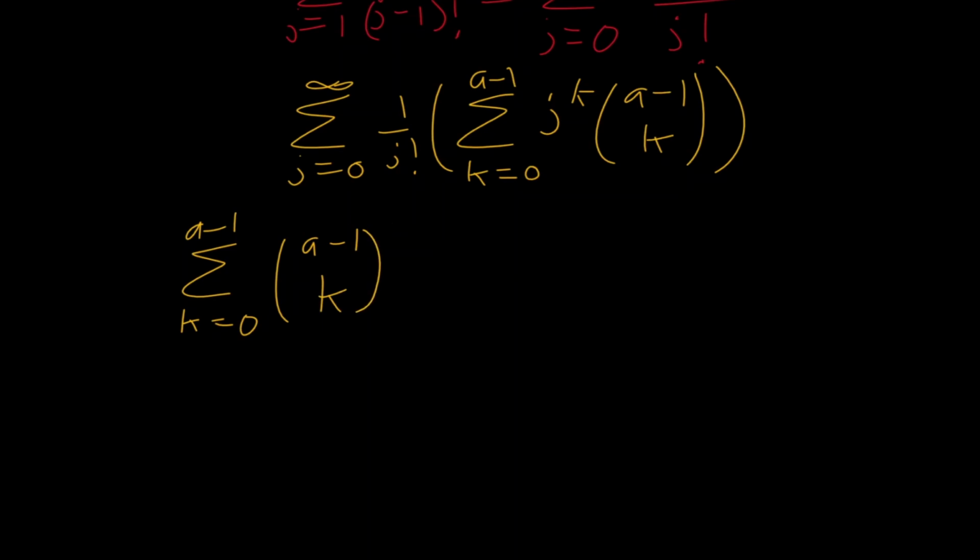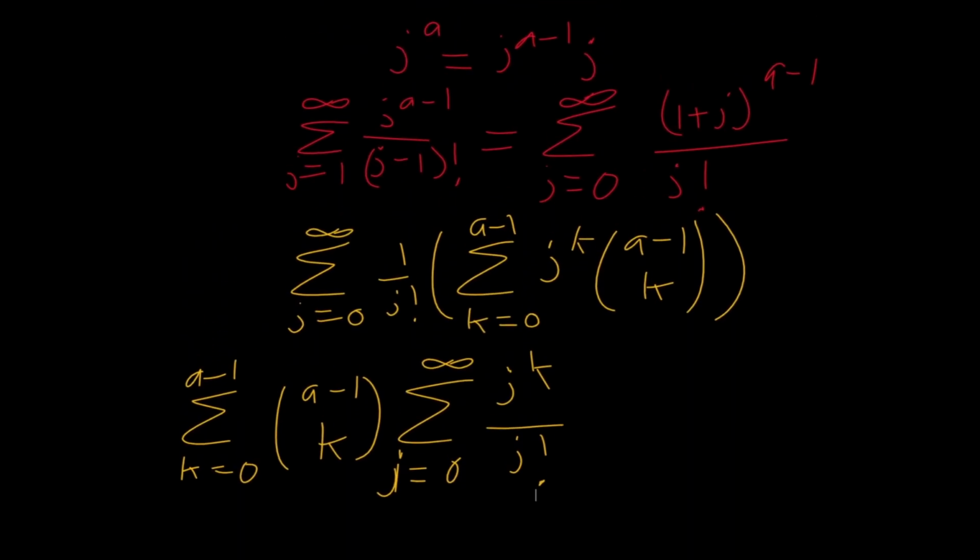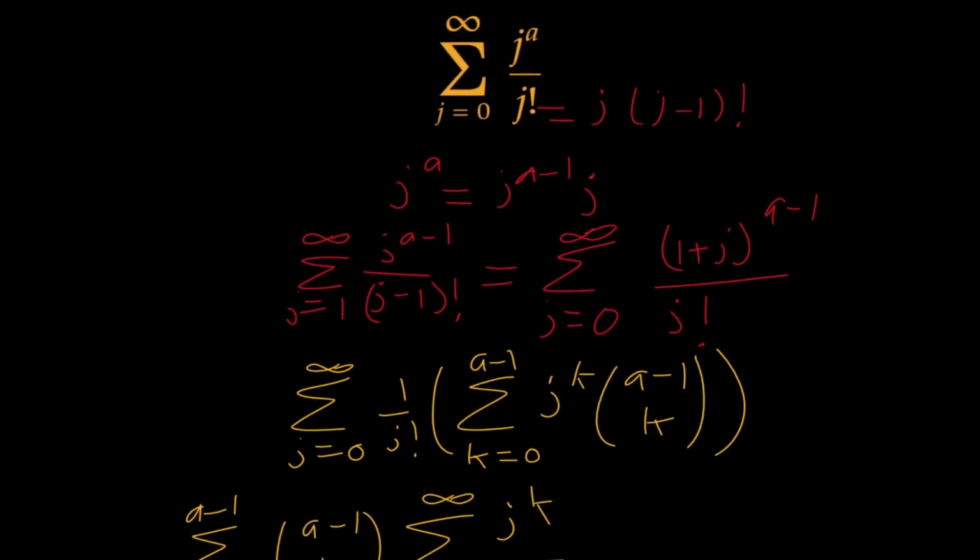We end up getting this, and then times the sum from j equals 0 to infinity of j to the k over j factorial. And you'll see here that we have something quite similar to what we started with. If I scroll up, we see that it's effectively in the same form. But the interesting part is that we've effectively decreased the power of j by 1. The reason for that is because k only ranges from 0 all the way up to a minus 1. So k having a max of a minus 1, we've decreased it because we started with a right there.